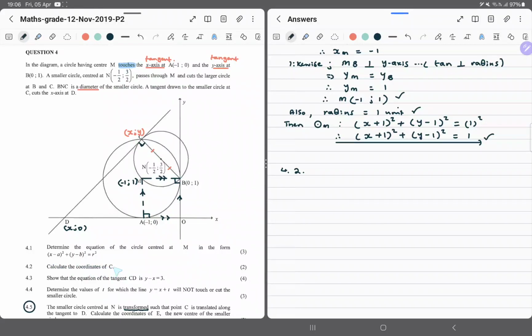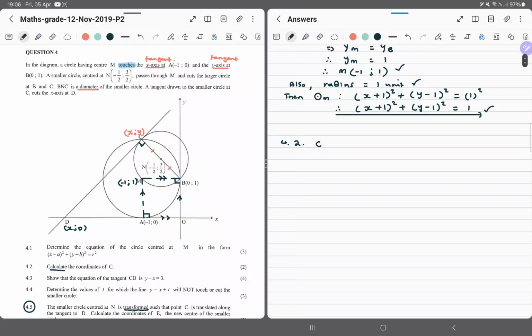We are to find the coordinates of C. Again, the question says calculate, so you cannot just show us the answer only. We need to see your calculation. So we can say, look, C is a point such that the x-coordinate at C plus the x-coordinate at B, all over 2, should give us the x-coordinate at N, the midpoint of CB. Likewise, y at C plus y at B, over 2, should give us the y-coordinate at N, the midpoint of that line segment CB.